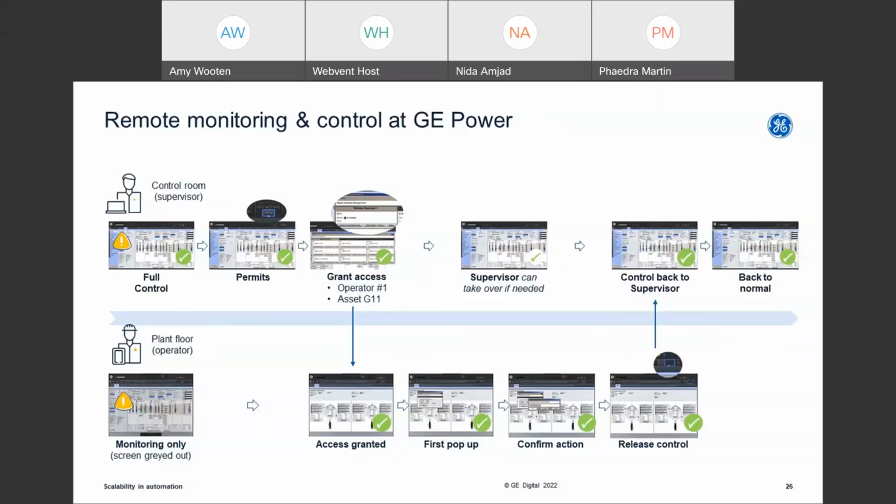Okay, and of course, generally, hopefully everything goes well and the operator is able to finish up the task that they're trying to achieve and release control and have it go back to the supervisor, who's able to take back control of the system as well.